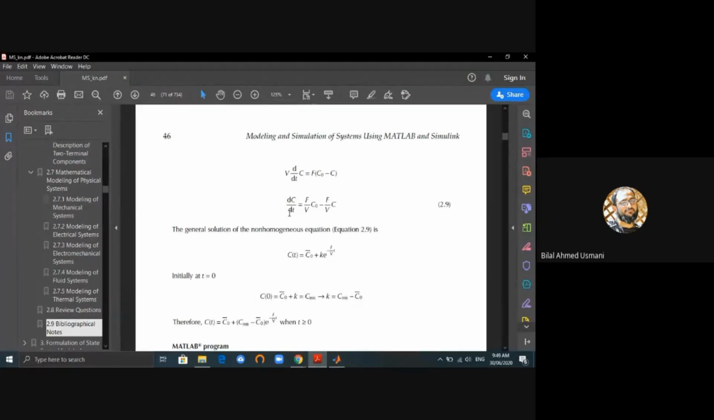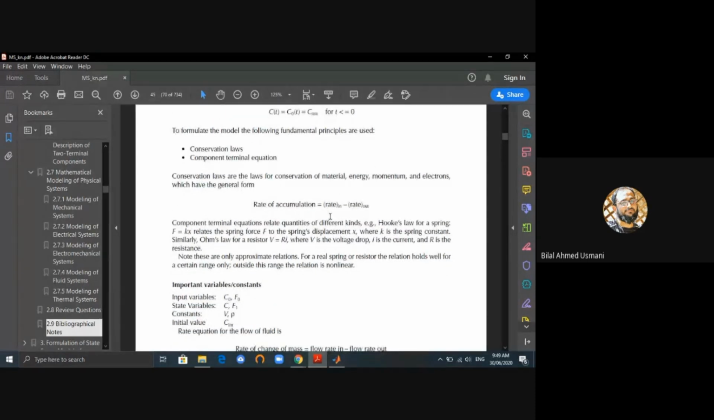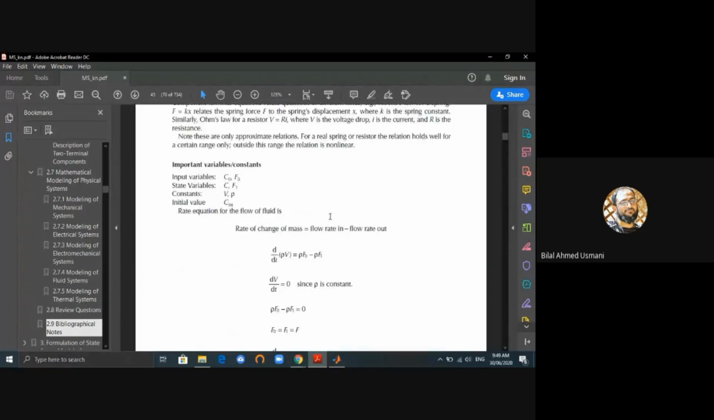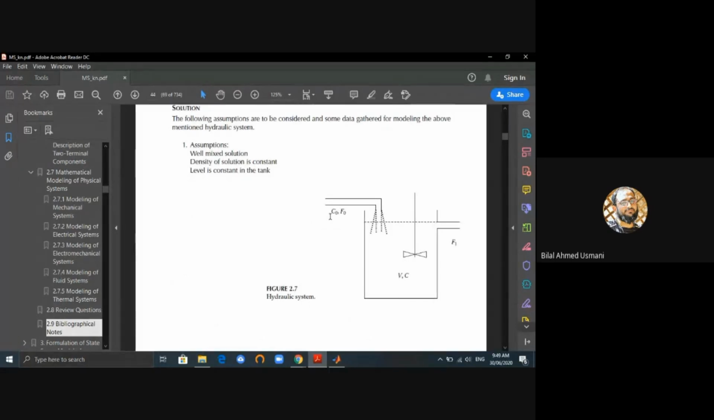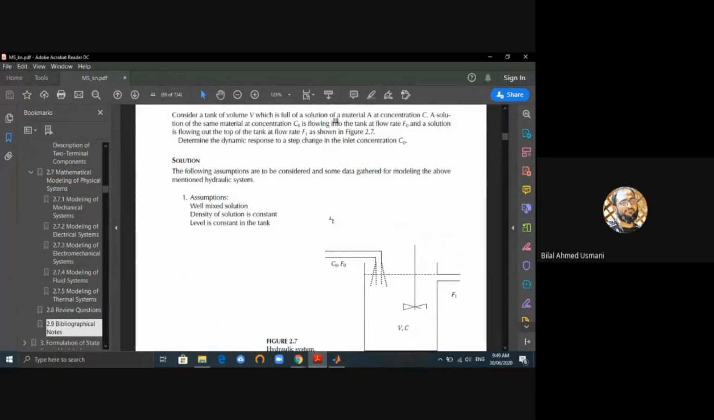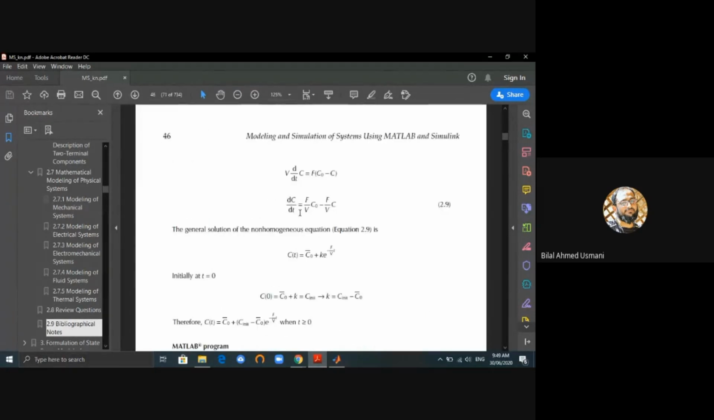The rate of change of concentration is equal to F upon V times the initial concentration minus F upon V times the concentration at any time point. What was F? So if you remember, let me go back. F was the flow rate, C was the concentration, and V was the volume. And we assume that the flow rate was constant. We further assume that the volume was constant and concentration was changing.